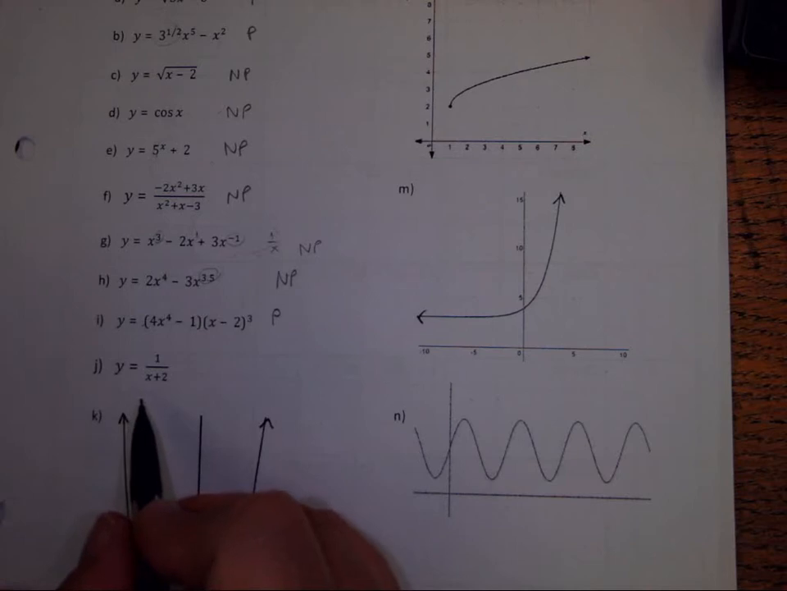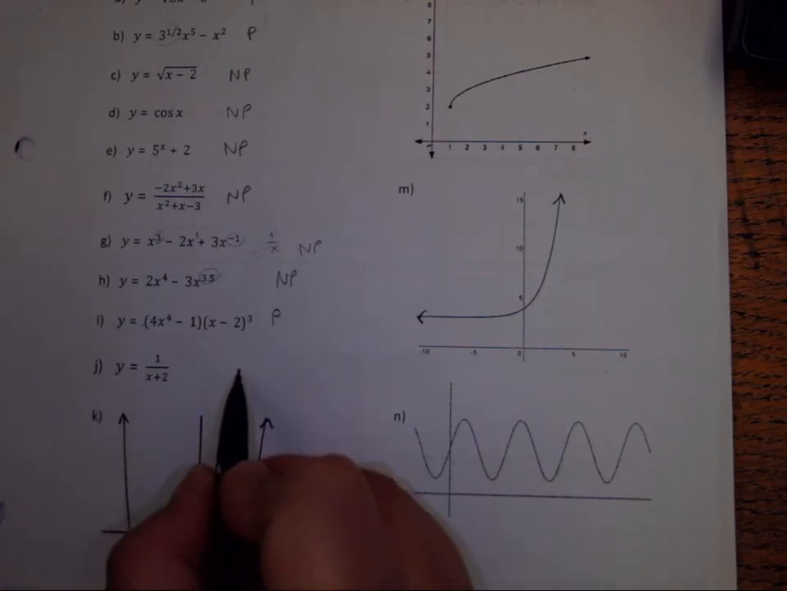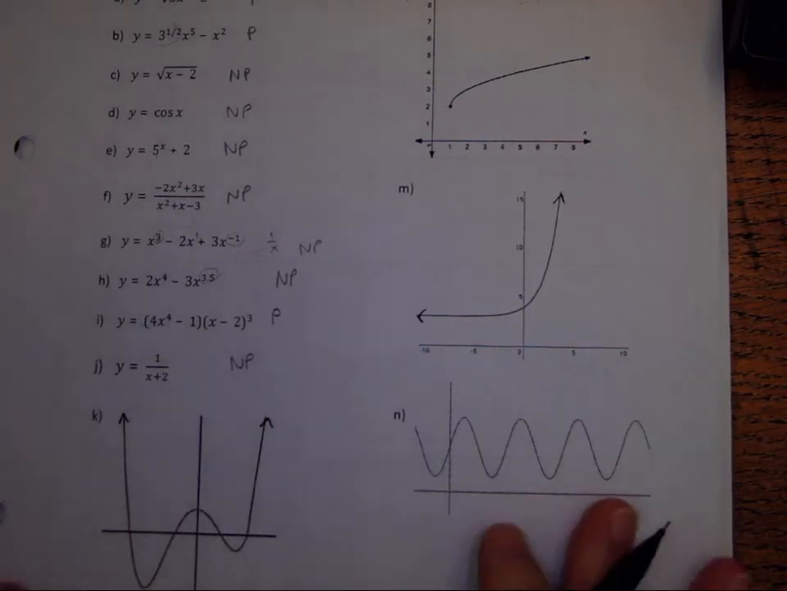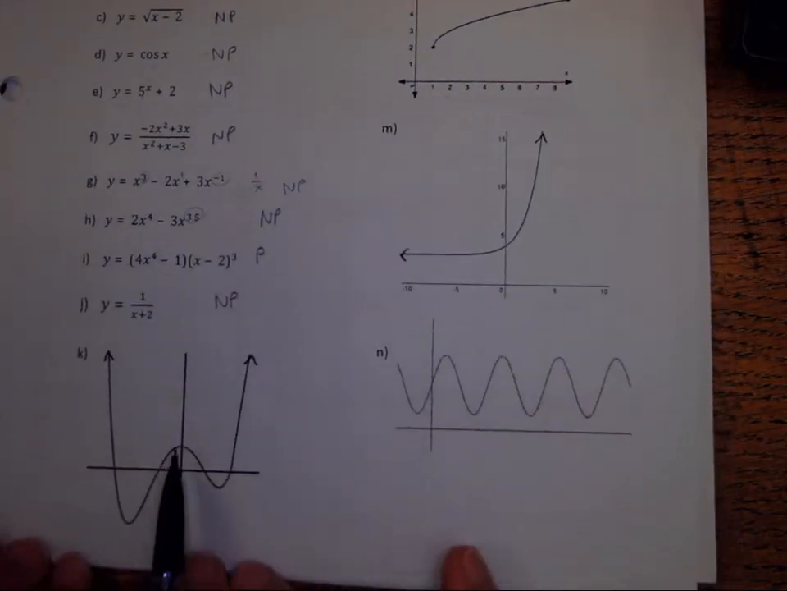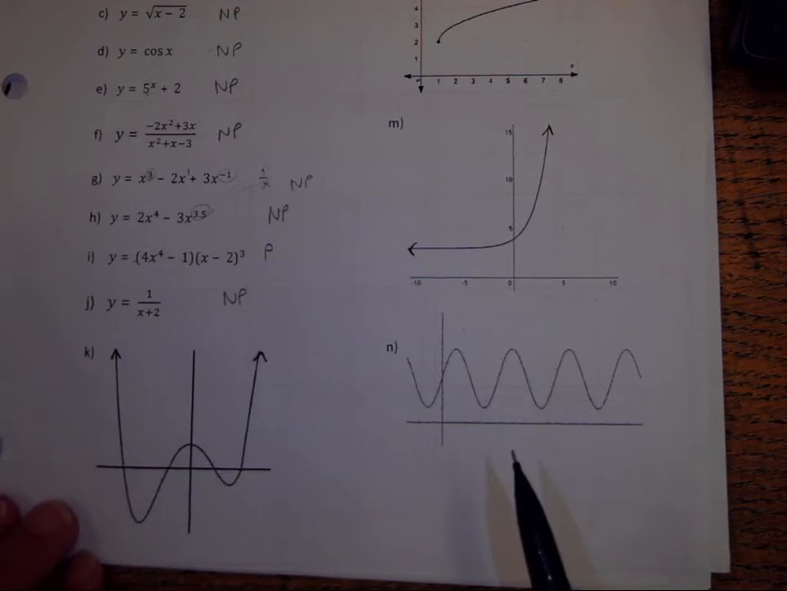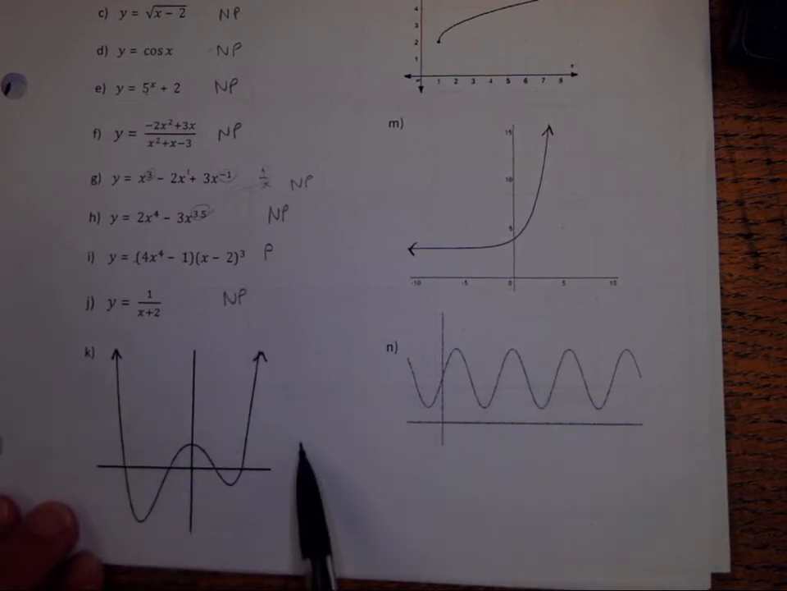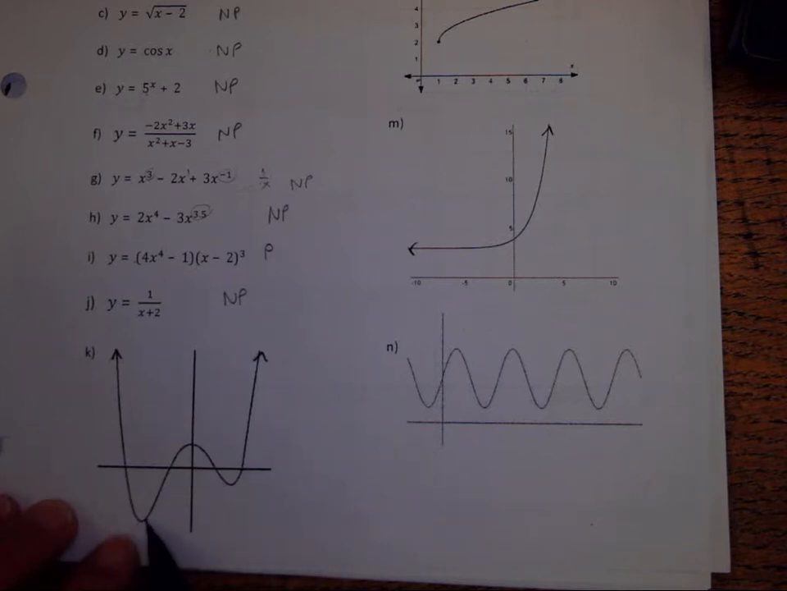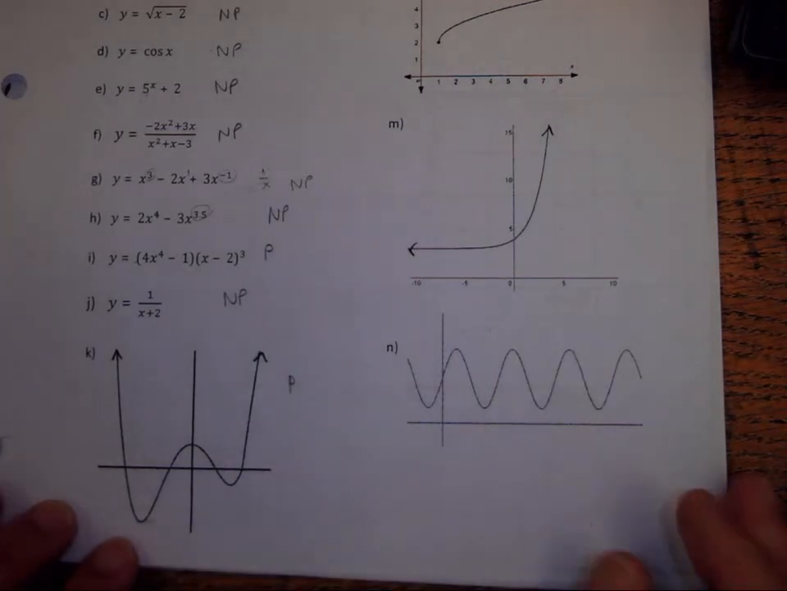Next one. 1 over x plus 2? No. It has asymptotes. It's a rational function, not a polynomial. K? Yes. Oh, the arrows should be there. Okay. Yes, this is okay because see, domain is x in R and the range has a minimum but not minimum and maximum at the same time, so which is good. So this is a polynomial.